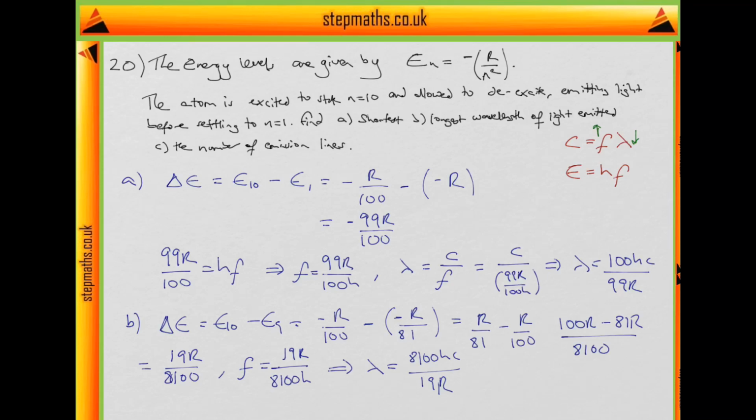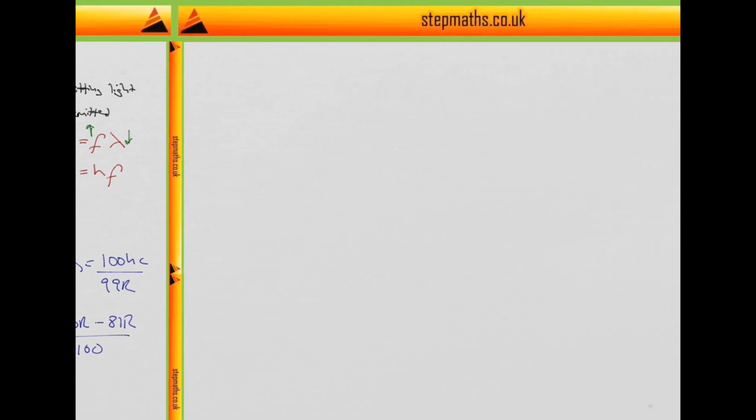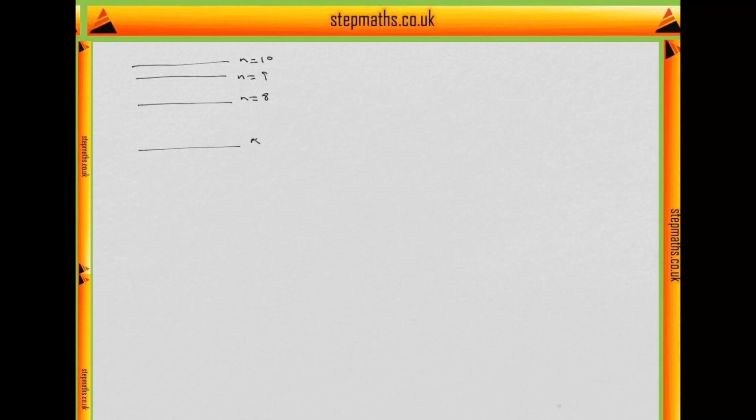Now on to the final part of the question. This asks us to find the maximum number of emission lines that are possible. How many can be emitted as the atom de-excites? Let's think about this by drawing a few of the energy states. We know they converge as n tends towards infinity, so they're going to be slightly closer together at the top. So let's draw n equals 10, n equals 9, n equals 8, and n equals 7, and label those on.